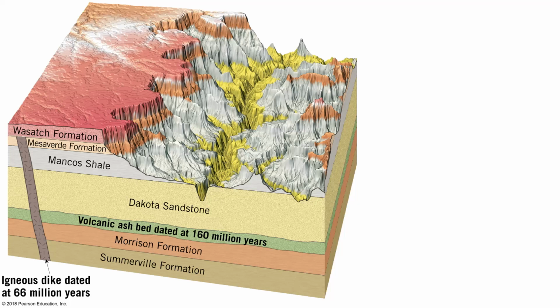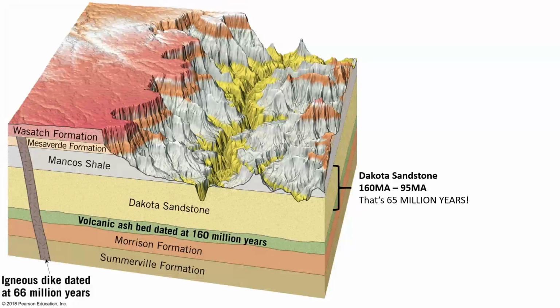Well, let's take a look at some sedimentary rock units in the western U.S. See that thick sandstone unit called the Dakota Sandstone? Well, that one rock unit took 65 million years to form. That's 65 with 6 zeros behind it years. Okay, if we put things into a human perspective and assume an average lifespan of 80 years, that would be about 800,000 generations of humans.